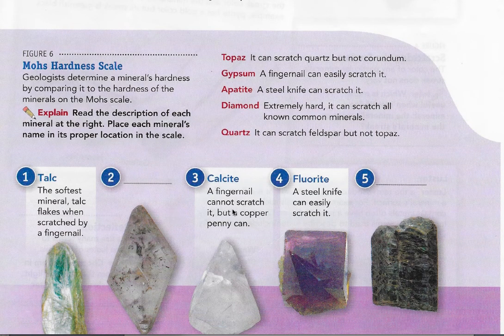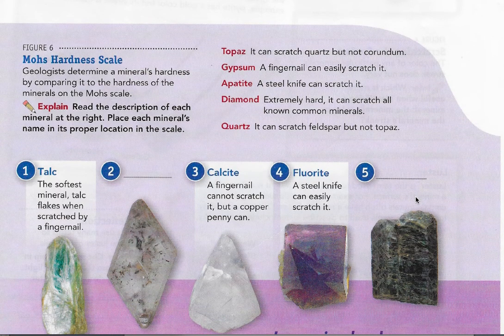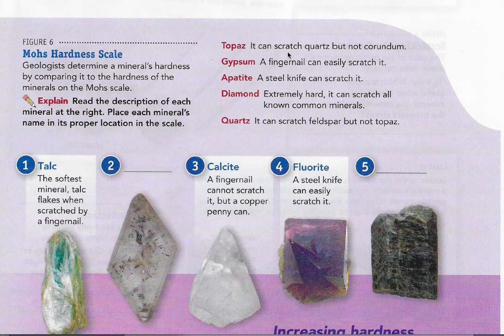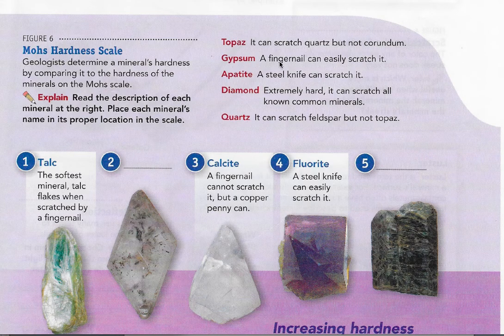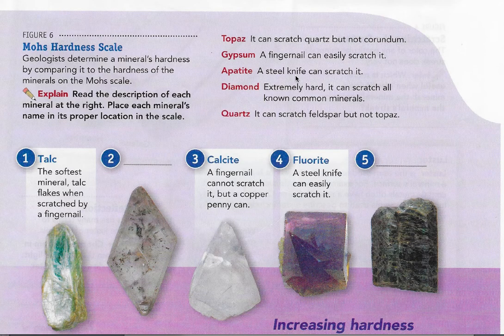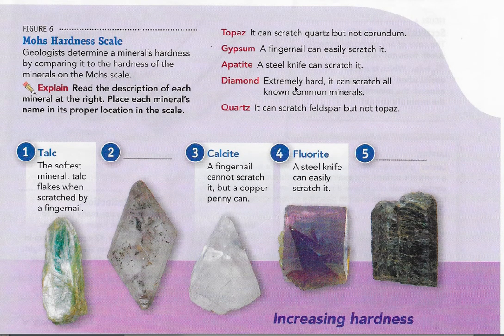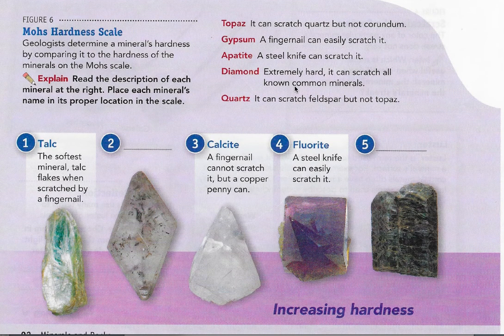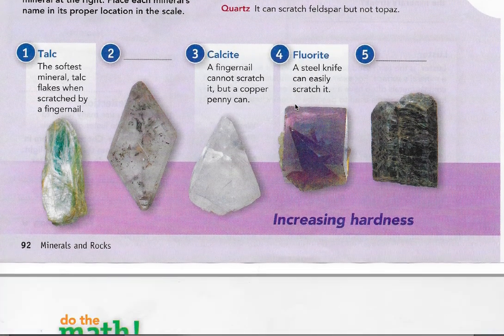Calcite, a fingernail cannot scratch it, but a copper penny can. Fluorite, a steel knife can scratch it. So fluorite can scratch calcite, this mineral, and talc, but it can't scratch anything above it. Okay. So topaz, it can scratch quartz, but not corundum. So where do you think that would go? Gypsum, a fingernail can easily scratch it. Apatite, a steel knife can scratch it. Diamond, extremely hard, but it can scratch all known common minerals. And quartz, it can scratch feldspar, but not topaz.